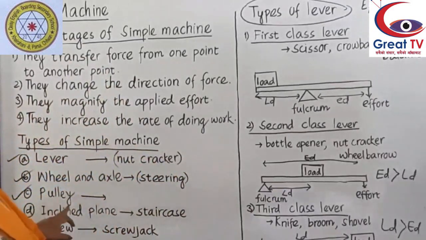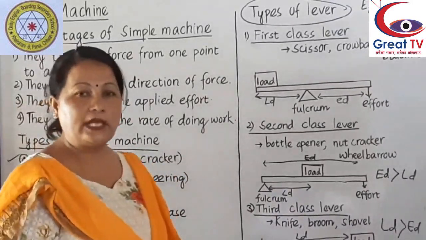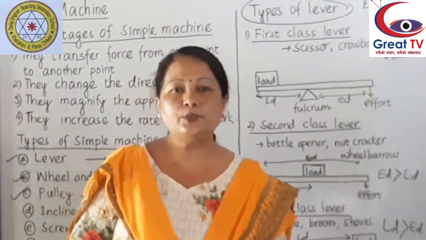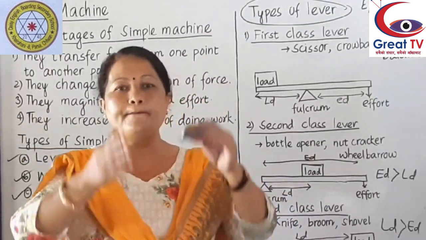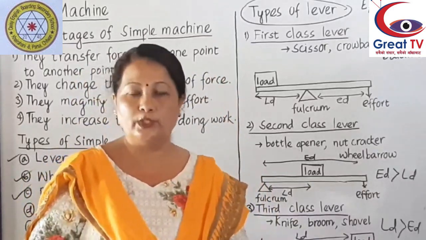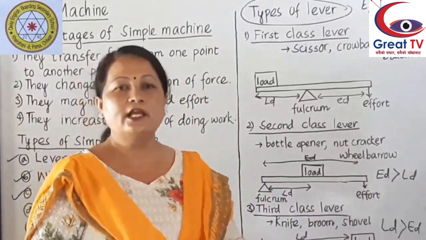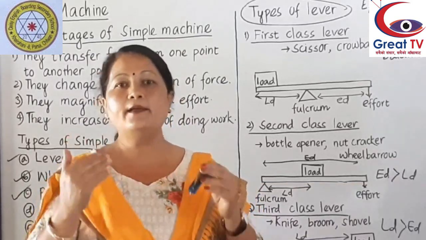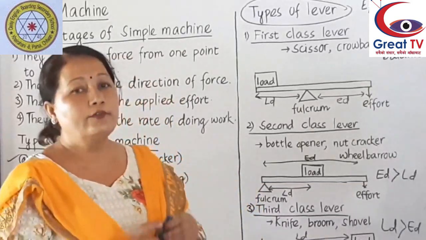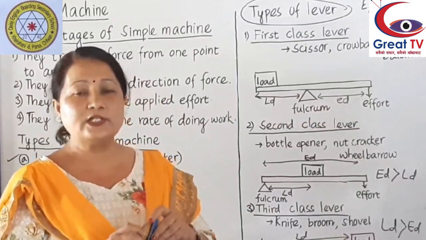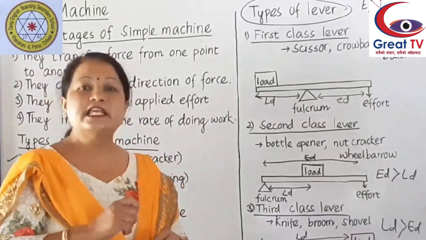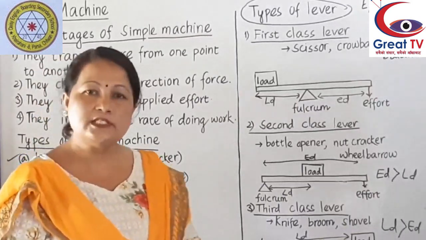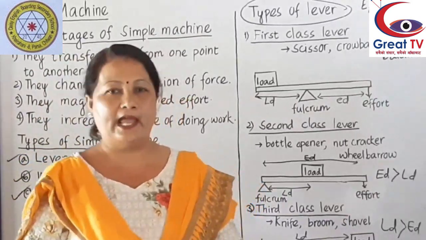Now, types of pulley. There are two types of pulley: fixed pulley and movable pulley. Fixed pulley does not move up and down along with load. For example, you can see fixed pulley in wheel and flag. So, fixed pulley helps us by changing the direction of force.